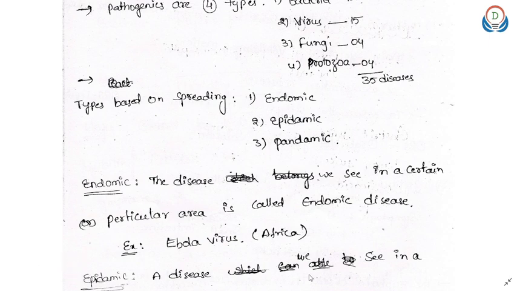Endemic is nothing but a disease we see in a certain or particular area. A disease seen in a particular area is called an endemic disease, right? Example is the Ebola virus in Africa. We see it in a particular region only.